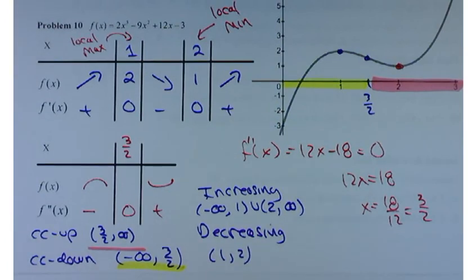So the derivative tells us a lot about the shape of a graph. First derivative tells us where it's increasing and decreasing. Second derivative tells us if it's concave up or concave down. Okay. Any thoughts on problem number 10 here? We're going to do a few more like that.